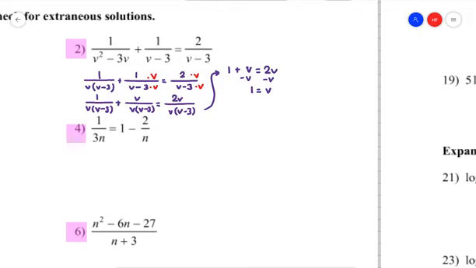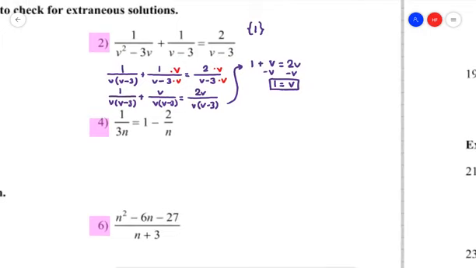Now, when we're trying to decide whether this is extraneous or not, we want to plug in a 1 into our denominators and see if we get 0. If I said 1 minus 3, it's not 0. If I said 1 squared minus 3 times 1, it's not 0. So our answer, we can write it as a set, or we can write it as just v equals 1. But our answer is 1.